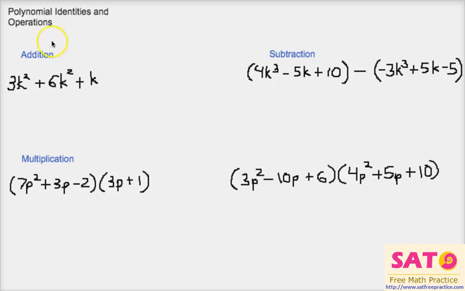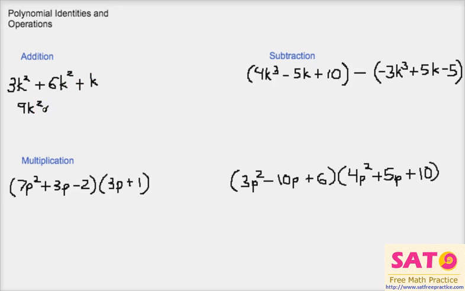So for addition, the key thing to note is that you can only combine like terms that have the same exponent, or the same degree. So for this, we would be able to combine 3k squared and 6k squared, which would get us 9k squared. And since this k has a power of 1, we can just leave it and it would be completely simplified. That would be our answer for addition, 9k squared plus k.